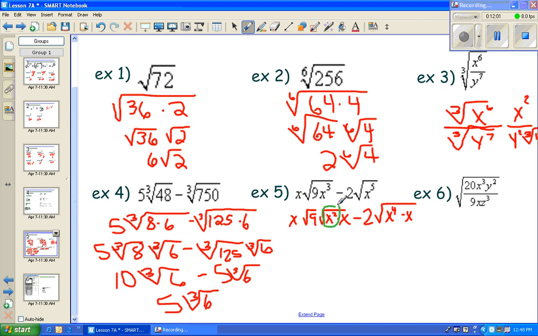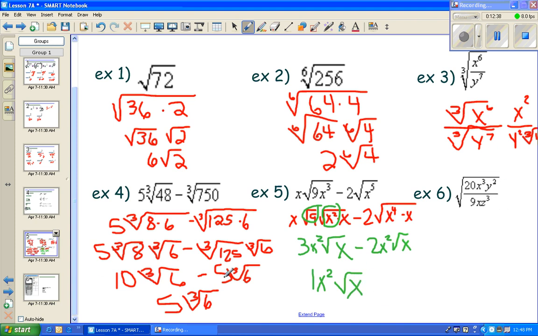This can simplify and this can simplify. And so what we get there is 3. We already have an x, and this is going to give us another x, so that's x squared, leaving us with one more x under the radical. This is x squared, so that's minus 2x squared with an x under the radical. And so 3x squared square root of x minus 2x squared square root of x is 1x squared square root of x.